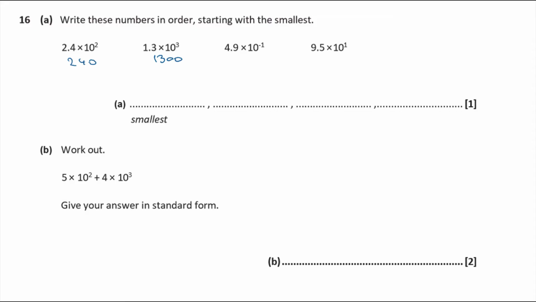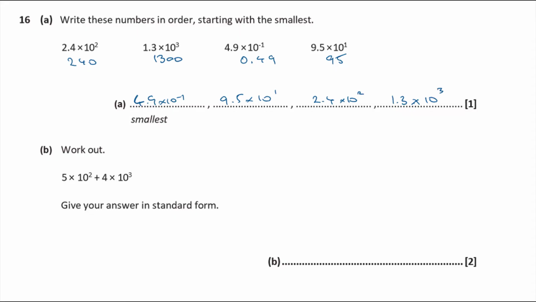4.9 times 10 to the minus 1. 10 to the minus 1 is in the tenths. That's going to be 0.49. And 9.5 times 10 to the 1, that's going to be in the tens. That's going to be 95 then, isn't it? Okay, so which one is the smallest? It's 4.9 times 10 to the minus 1. The next one is going to be 9.5 times 10 to the 1. The next one is going to be 2.4 times 10 to the 2. And finally, I've got 1.3 times 10 to the 3.